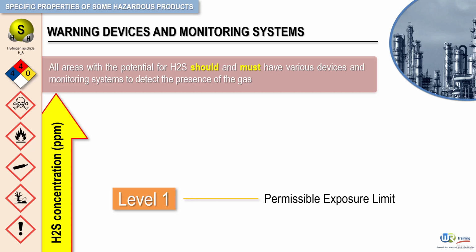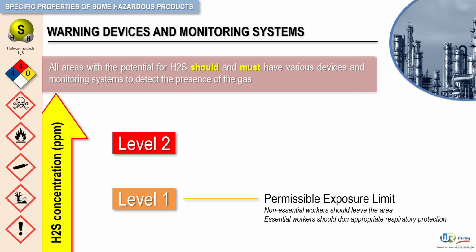limit. This type of warning may require non-essential workers to leave the area and essential workers to don appropriate respiratory protection. Now, should hydrogen sulfide levels go even higher, such as approaching the IDLH level or other level specified by your organization, an evacuation warning may be given. Always make sure you fully understand what visual or audible signals are used at your facility and their meaning.